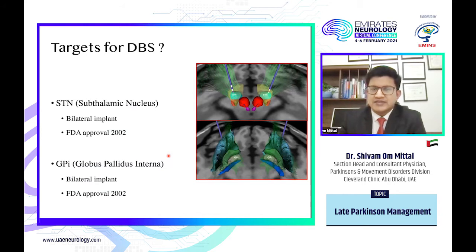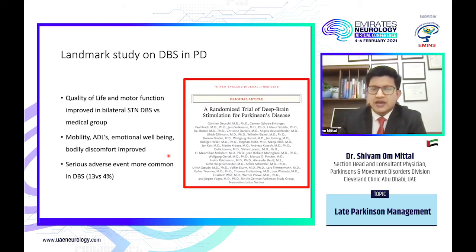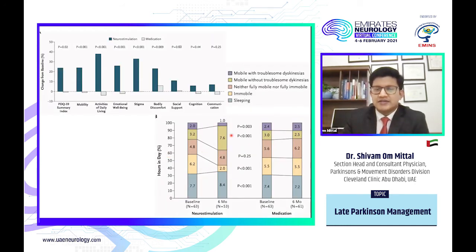The targets for DBS are the subthalamic nucleus and globus pallidus interna. And this was a landmark initial study where they found DBS was helpful in Parkinson's disease patients. And you can see here in this column that the number of hours of the on phase without dyskinesia improved from 3 to 7.6 hours. The sleeping was much better. The immobile state was significantly reduced. So these are some significant changes that the study proved. Also, there are other things like quality of life, emotional well-being, stigma, cognition. These all had a good improvement, but mostly the motor symptoms showed a drastic improvement after DBS.